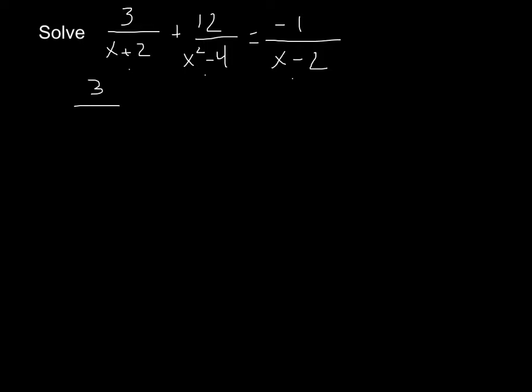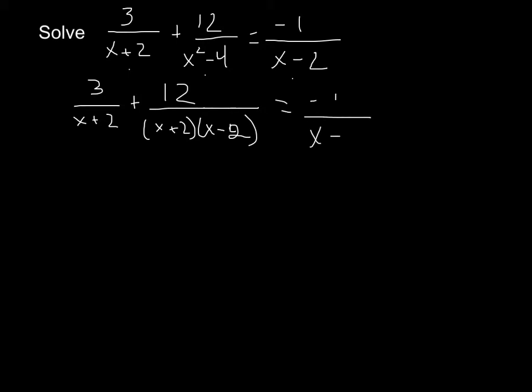So 3 over x plus 2, plus 12 over x plus 2 times x minus 2, equals negative 1 over x minus 2. At this point, as I look at each denominator, I have an x plus 2, an x plus 2 times x minus 2, and x minus 2. So my least common denominator is x plus 2 times x minus 2.